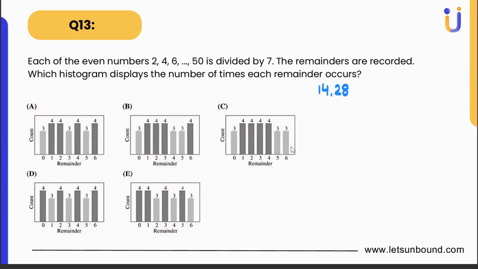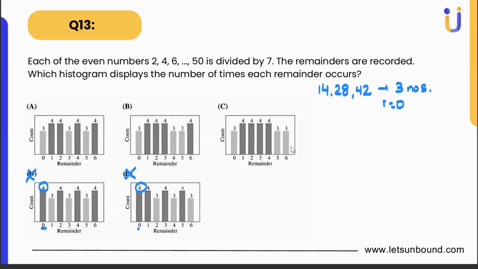So 7 twos are 14, 7 fours are 28, and the next number that I can think of is 42, which is 7 times 6. If I go beyond this, then it will become greater than 50, which I do not want. So there are only three numbers which are leaving my remainder as 0. So can I say option D and option E cancel out, because for remainder 0, they are giving me 4 as the number while it is actually 3.